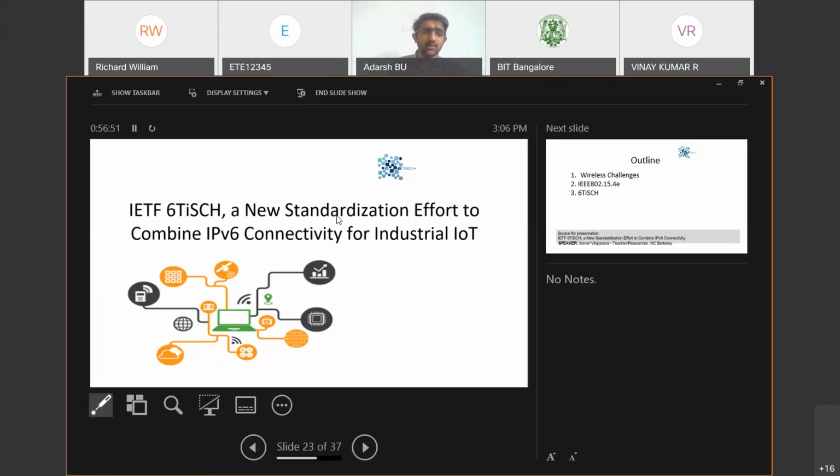This is also with respect to the IETF. So what is the new standardization and why is it needed? Let's try to understand this 6-ish: what the challenges were, the technical overview of 6-ish, what exactly it is going to define, and what problems it is going to solve. That is very important to understand here.